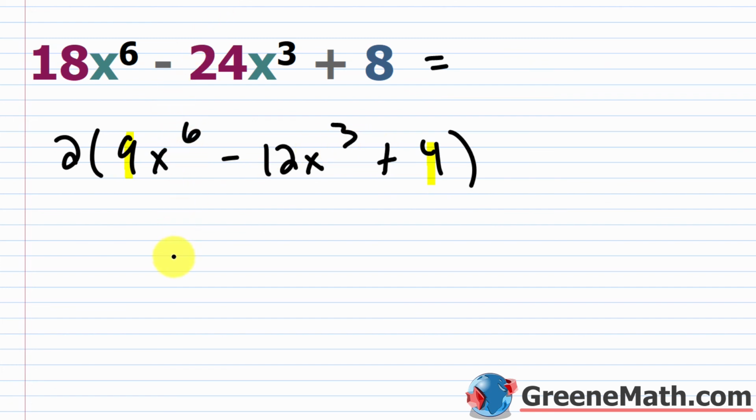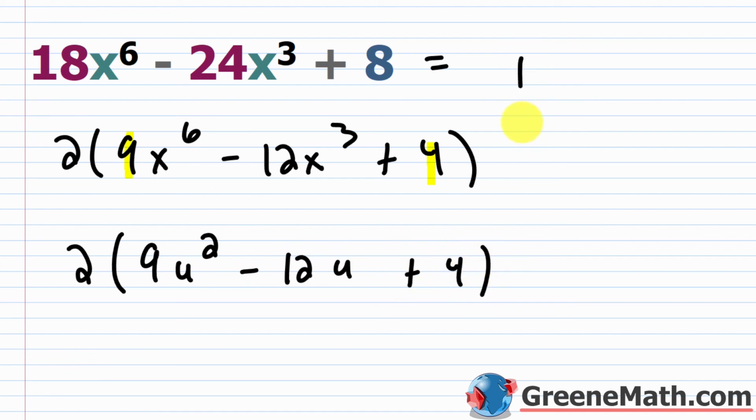So first off, let's use our little substitution because this is quadratic in form. This 6 is double that of the 3. So I'm just going to write this as 2 times the quantity 9u squared minus 12u plus 4. And what I'm doing here is I'm letting u be equal to x cubed, because that's the smaller guy, right? So x raised to the smaller power.